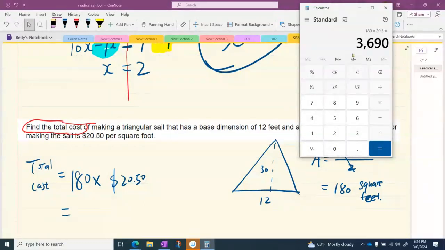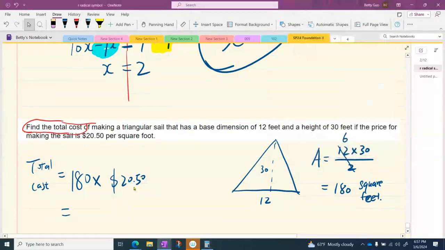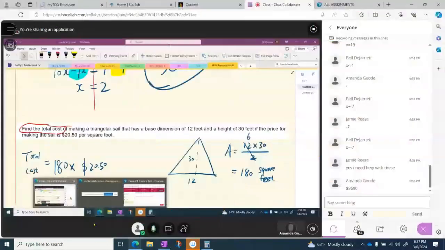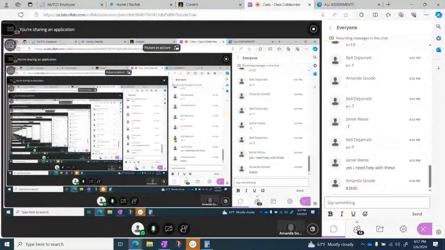Wow, $3,690. 3690. Yeah, of course it's gonna be a few $1,000 because it's a boat, right? It's a sail. Okay, guys, do you have any question about this problem? Amanda has the same answer. Very good. Awesome.